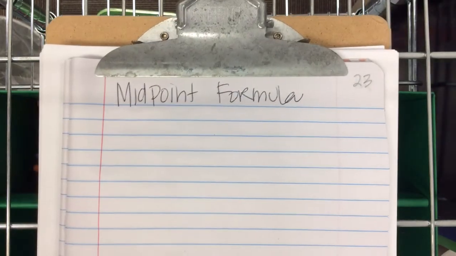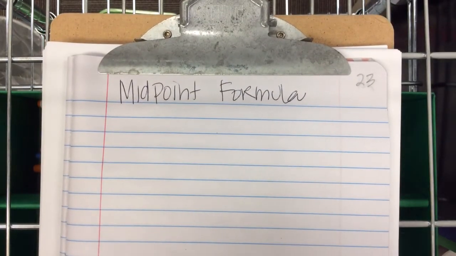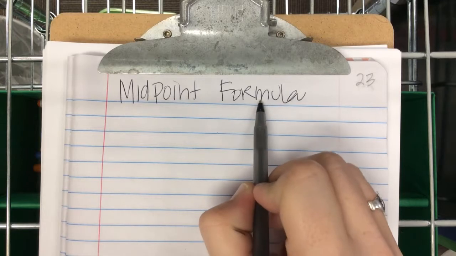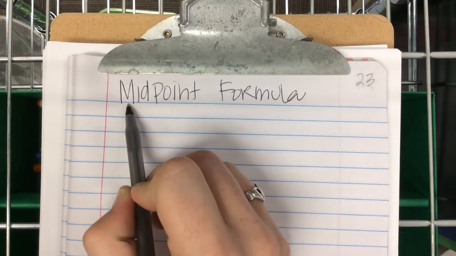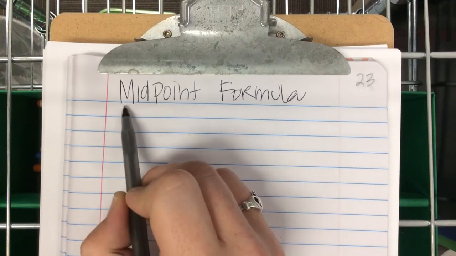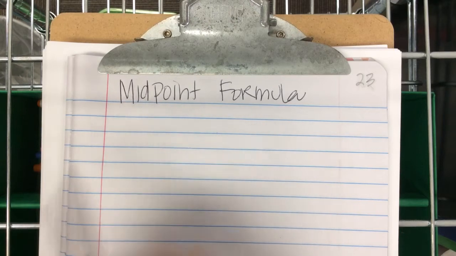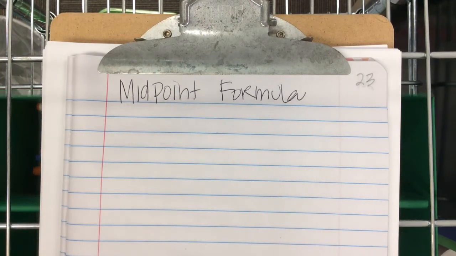So we've had the conversation before about how mathematicians are pretty straightforward, right? It's not something where we have these elaborate names for things that don't make sense. The midpoint formula is a formula to help you find the midpoint. And the midpoint means the middle point.